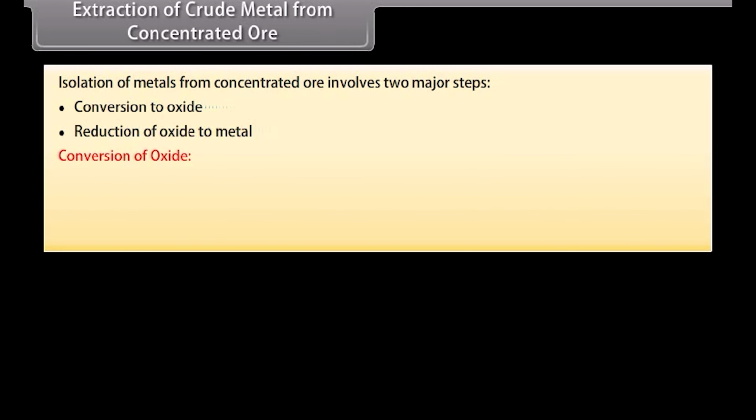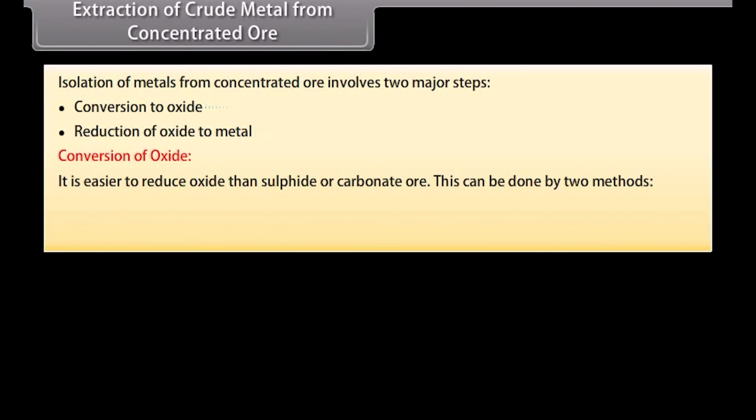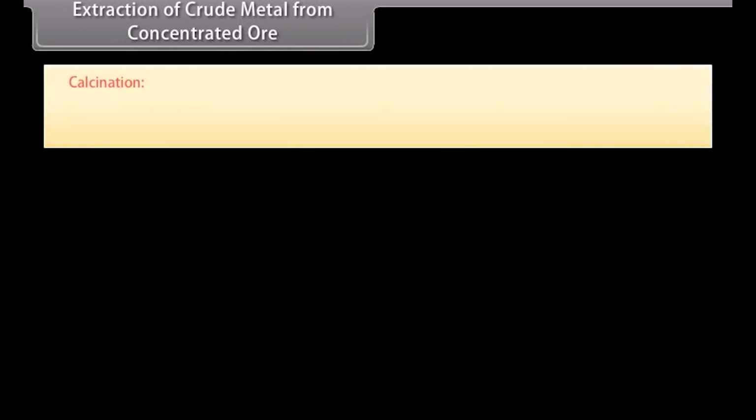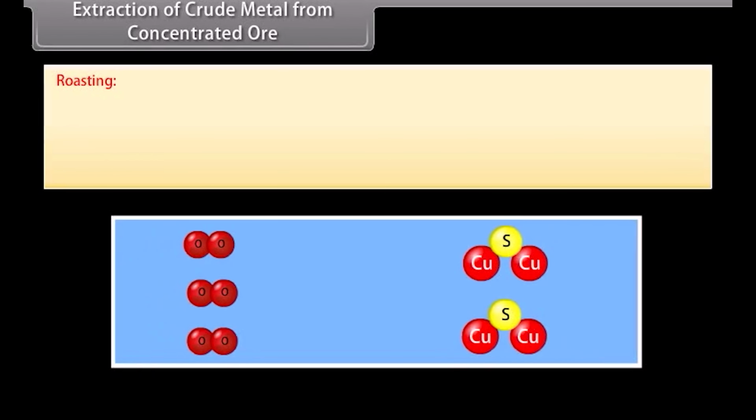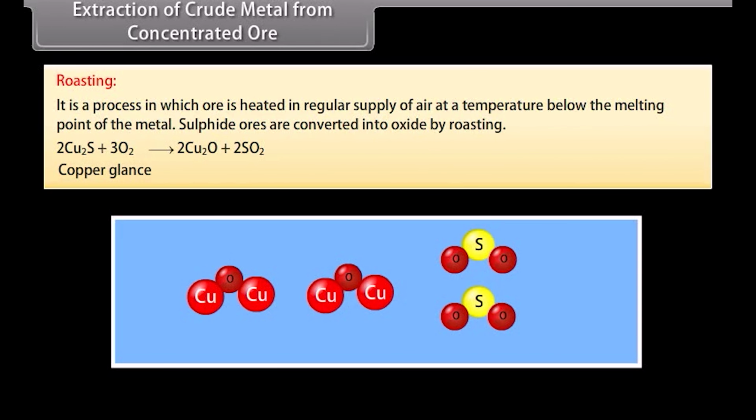Conversion of oxide. It is easier to reduce oxide than sulphide or carbonate ore. This can be done by two methods: calcination and roasting. Calcination. It involves heating when the volatile matter escapes, leaving behind the metal oxide. Roasting. It is a process in which ore is heated in regular supply of air at a temperature below the melting point of the metal. Sulphide ores are converted into oxide by roasting.